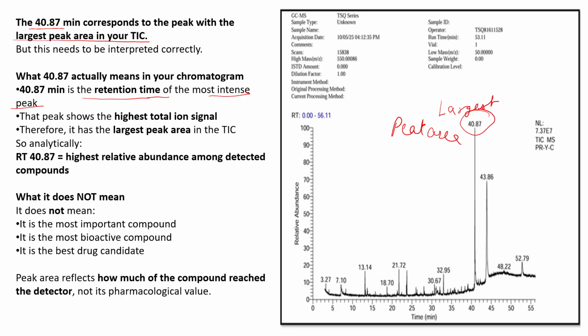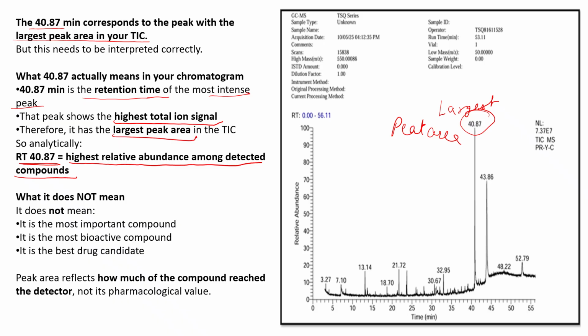What do we mean by the most intense peak? It has the highest total ion signals, and this is why it has the largest peak area. So analytically, the 40.87 retention time is equal to the highest relative abundance among detected compounds. It means the ions in this peak have the highest relative abundance among the detected compounds.